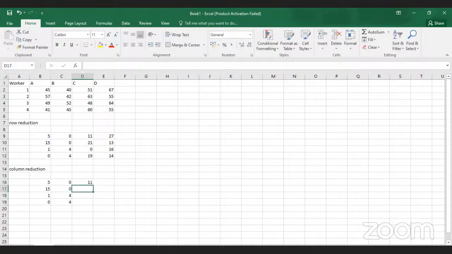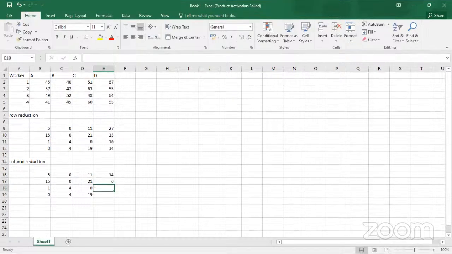The fourth column has 11, 21, 0, 19. How much do you subtract? 13. So how much do you get? 14, 0, 14, 0, 0, 3, 1. So now after row reduction and column reduction, we have a minimum of one 0 in all the rows and columns, isn't it? Are you understanding the point?